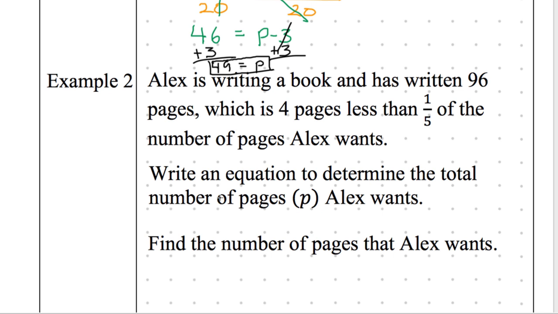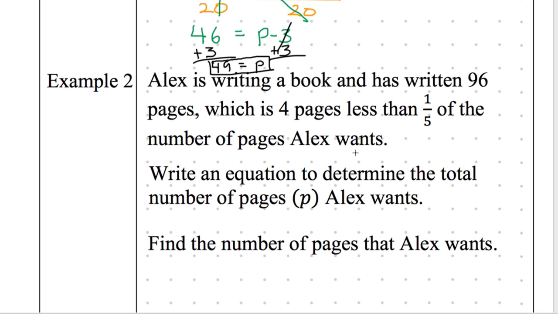Thank you. All right, so we're all clear on what's going on. Alex is trying to write a book. I don't know if Alex is a guy or a girl, but it's a gender-neutral name. And we know that he's currently at 96, so he's getting there. And that's 4 pages less than 1/5 of the pages he wants, or she wants. All right, so again, we're going to have to somehow set up an equation. So we know that we're going to be dealing with the variable p, 4, 1/5, and 96. There are 4 pieces of information with an equal sign. Somehow we need to arrange those with the correct operations.